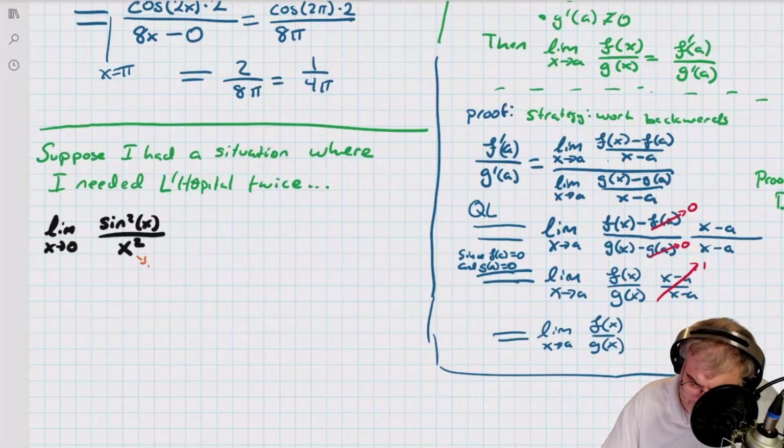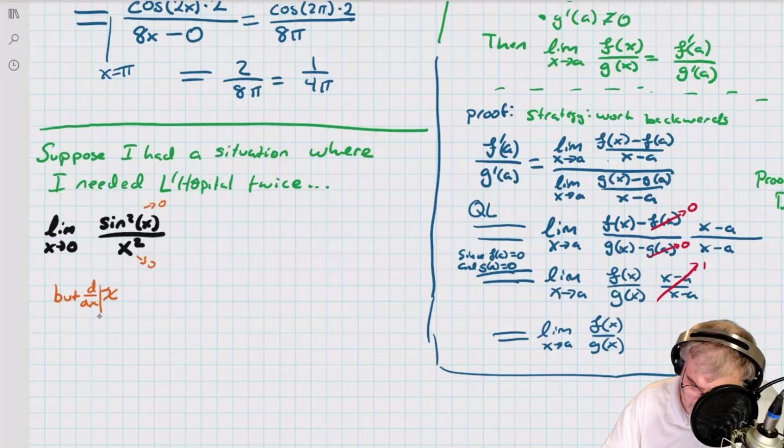This goes to 0, and this goes to 0. But the derivative of x squared, when x equals, right, so I'll just call this g, but g prime of 0 equals 2x times 0, equals 0. Can I do something about this?